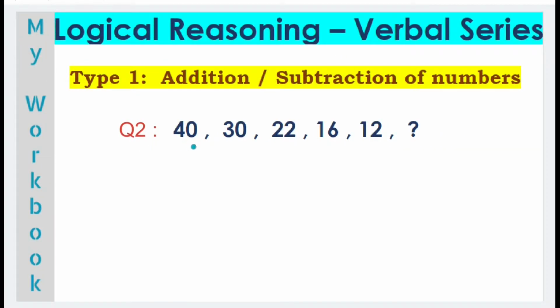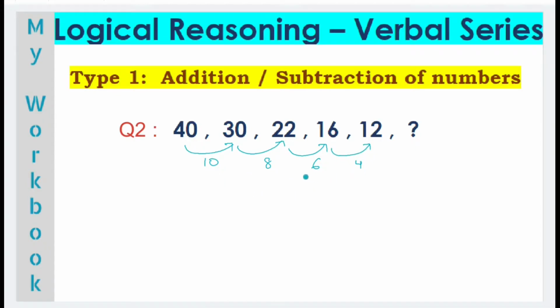Question number 2: 40, 30, 22, 16, 12. Here the series is decreasing in nature. We can see that the elements are decreasing gradually. So we can conclude that the operation involved is subtraction. Again, to find what number has been subtracted, or to decode the pattern, we will see the difference between the successive elements. 40 minus 30 is 10. 30 minus 22 is 8. 22 minus 16 is 6. 16 minus 12 is 4.